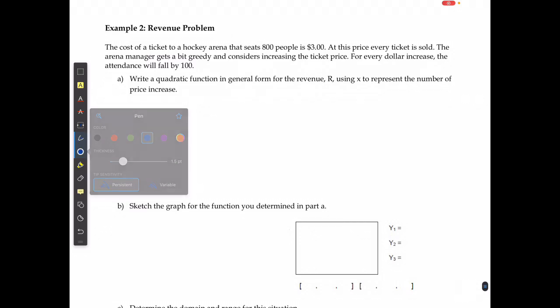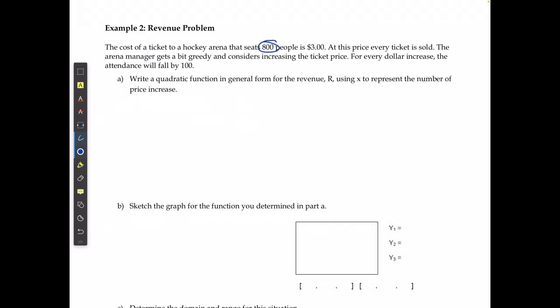For this example, we're dealing with a revenue problem, which you should have seen before. The cost of a ticket to a hockey arena that seats 800 people is $3. At this price, every ticket is sold. The arena manager gets a bit greedy and considers increasing the ticket price. For every dollar increase, the attendance will fall by 100.